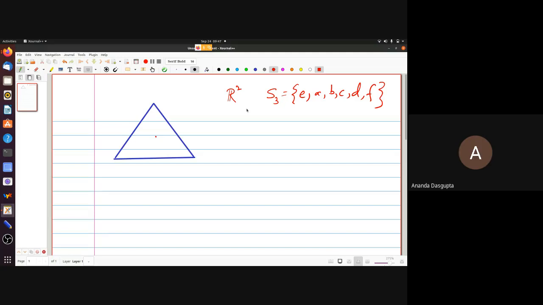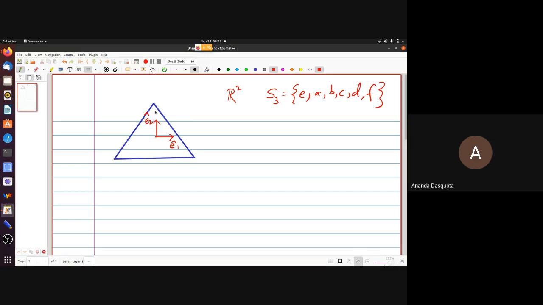We know what S3 does to R2. Elements of S3 rotate or reflect in R2. But in order to get a matrix representation of that, or an operator representation of that, which I need before I go over to this function space representation, I need this one. So let's just try to construct this.